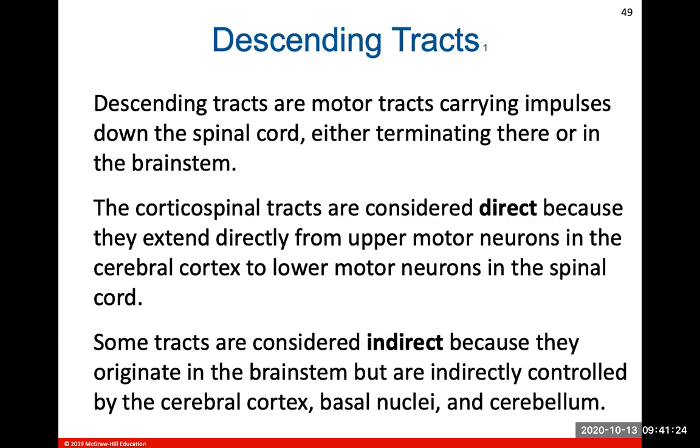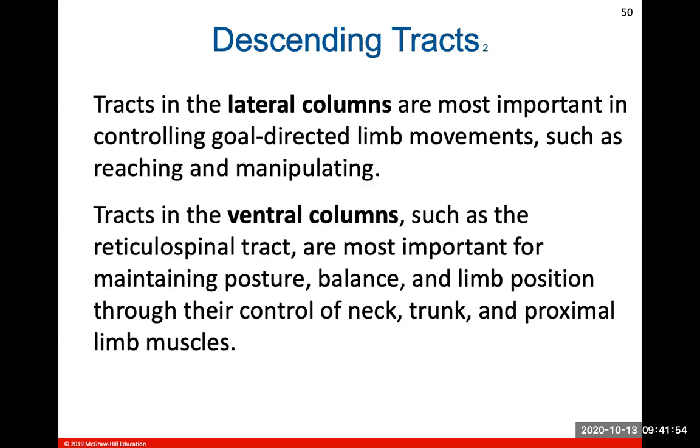Then the descending tracts, these will be motor tracts. They carry impulses down the spinal cord. They'll terminate there or in the brainstem. The corticospinal tracts are considered direct because they extend directly from an upper motor neuron in the cerebral cortex to a lower motor neuron in the spinal cord. Some tracts are considered indirect because they originate in the brainstem, but they're indirectly controlled by the cerebral cortex, the basal nuclei, and the cerebellum.